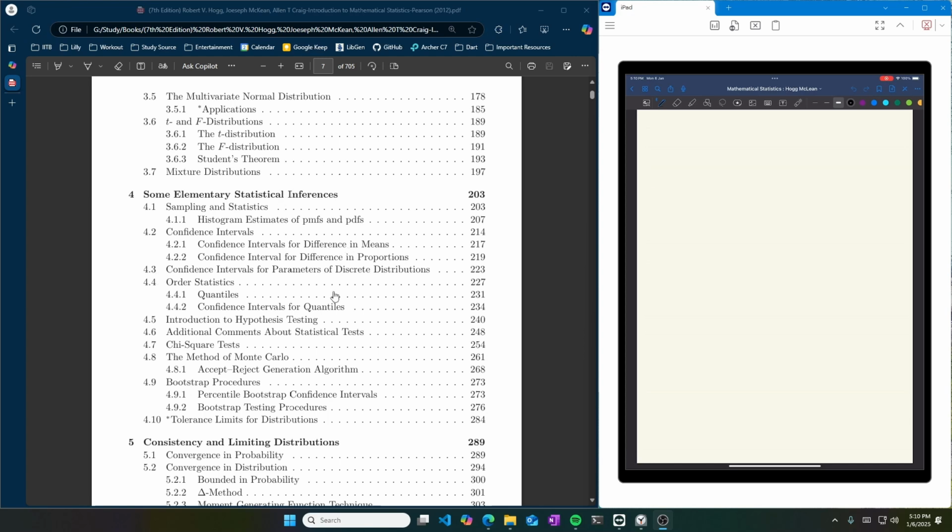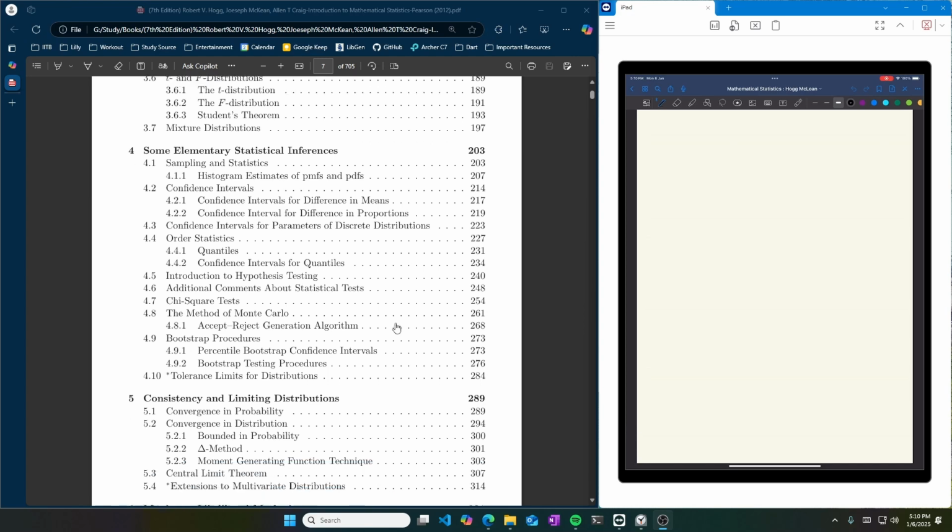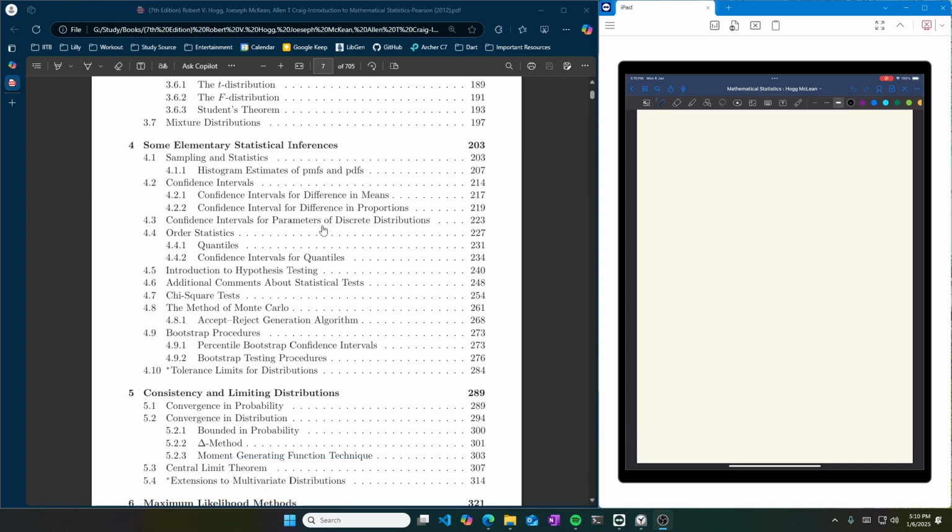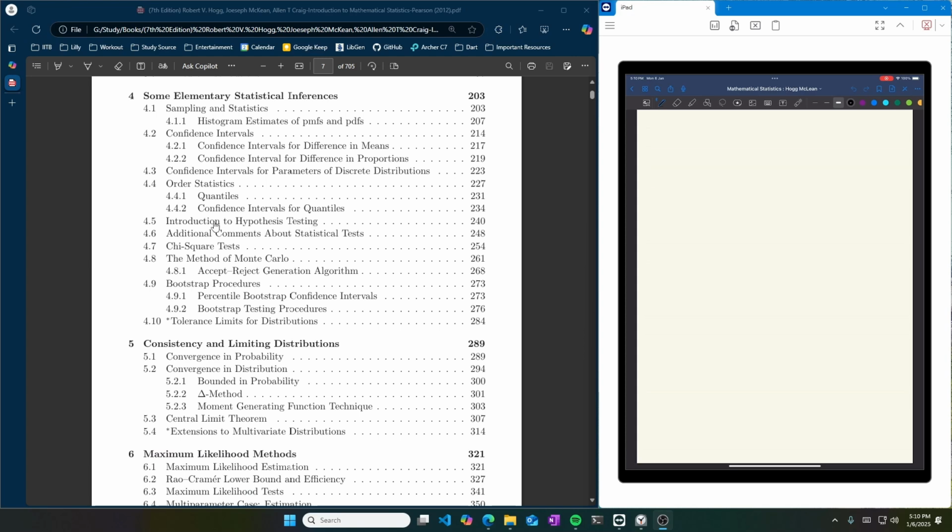Confidence interval for parameters of discrete distribution, essentially, yeah, that's what I just told you. Order statistics, quantiles, confidence interval for quantiles, introduction to hypothesis testing. A lot of hypothesis testing can be done. There are several tests, chi-square test. Okay, there's nothing else here. Okay, no worries.